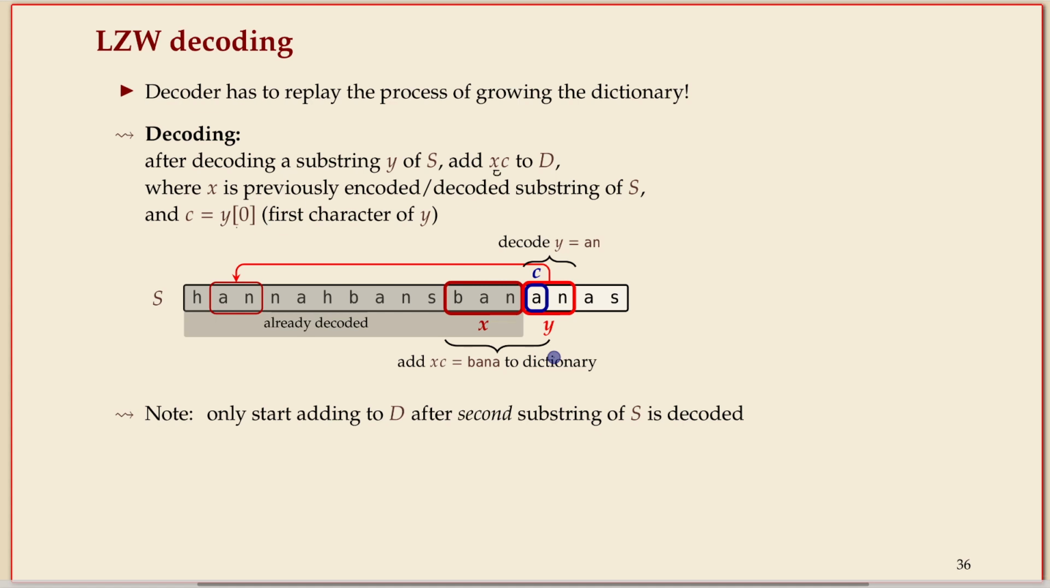Now, the encoder would have added ban plus the next letter to the dictionary. But at the point of decoding ban, we don't know what a is. We don't know what the next letter is. We haven't seen that a yet. So we have to wait for the next step. When we decode y, which is an in this case, then we know the first letter of y was an a. And only then can we add xc to the dictionary. Okay? That's the complication. We're always lagging one step behind because we need this first letter of the new phrase. So we can also only start adding after we've seen two phrases decoded. We can't start earlier. Clear so far?